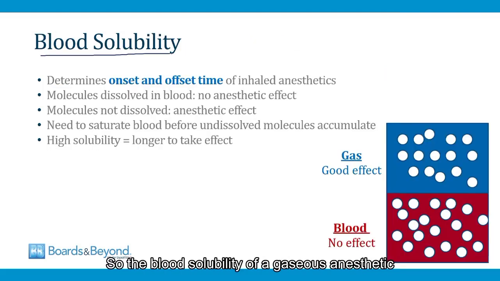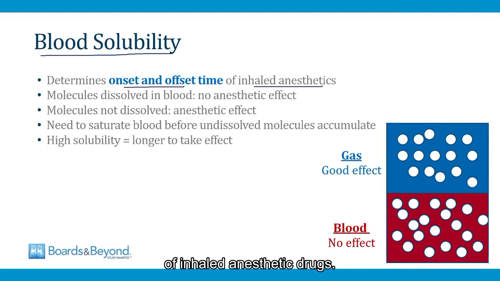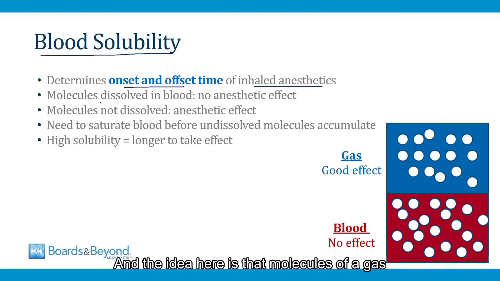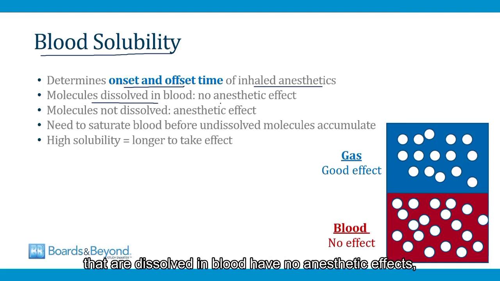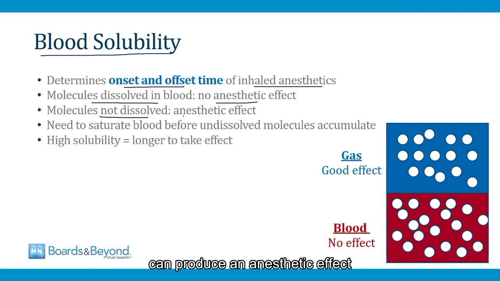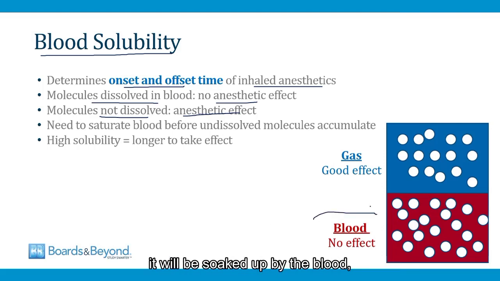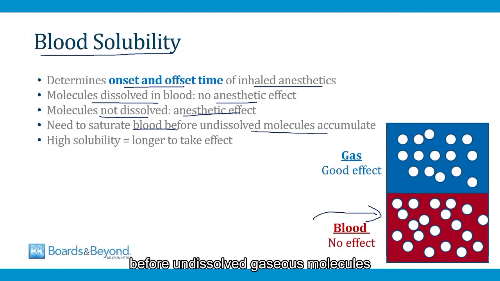So the blood solubility of a gaseous anesthetic is what determines the onset and offset time of inhaled anesthetic drugs. And the idea here is that molecules of a gas that are dissolved in blood have no anesthetic effects, but molecules that are not dissolved in blood can produce an anesthetic effect through effects on the brain. Initially, when the gas gets into the bloodstream, it will be soaked up by the blood. You need to saturate the blood before undissolved gaseous molecules will start to accumulate, and it's those undissolved ones that can produce the clinical effects.